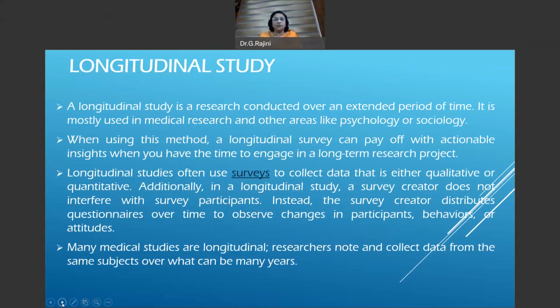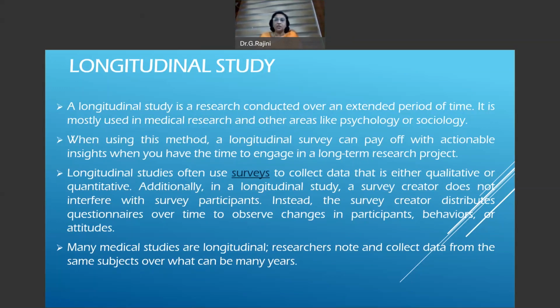Longitudinal study. It happens over a period of time, so it is conducted over an extended period. It is mostly used in medical research and in other areas like psychology or sociology. When using this method, a longitudinal study can pay off with actionable insights. When you have the time to engage in long-term research projects, a longitudinal study often uses surveys to collect data that is either qualitative or quantitative.